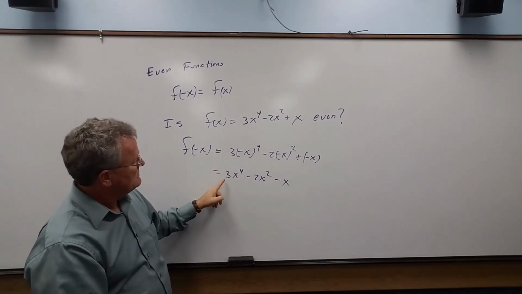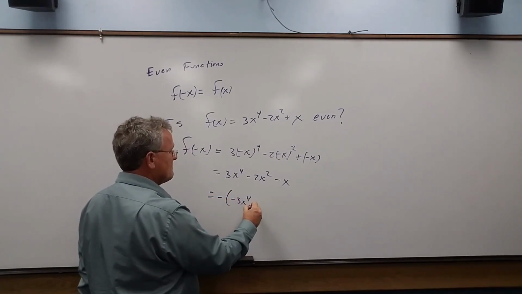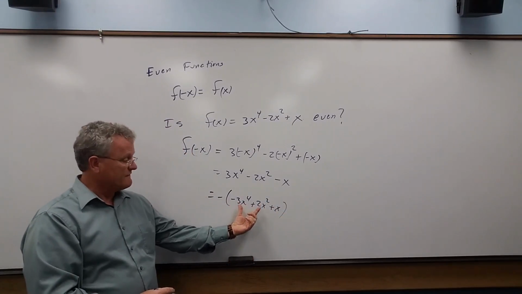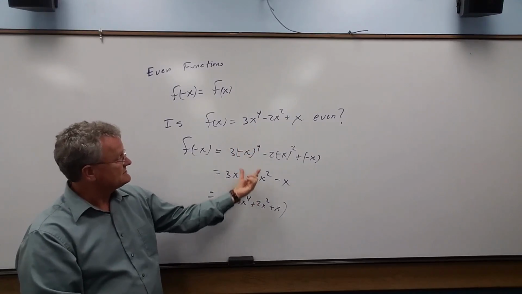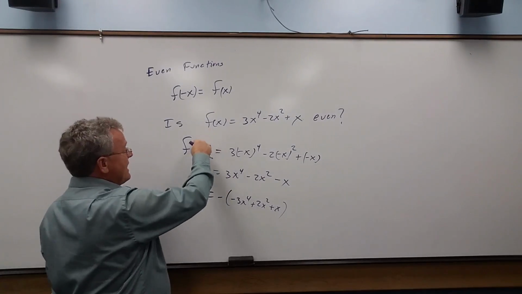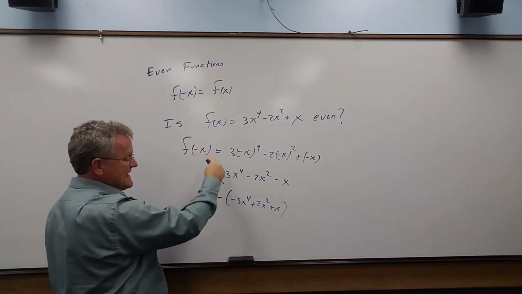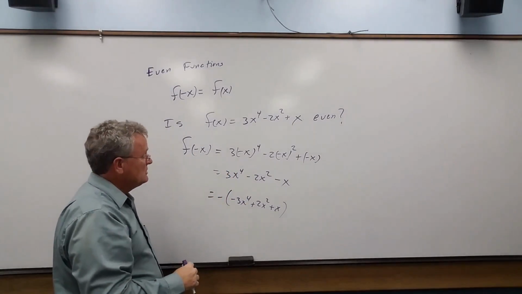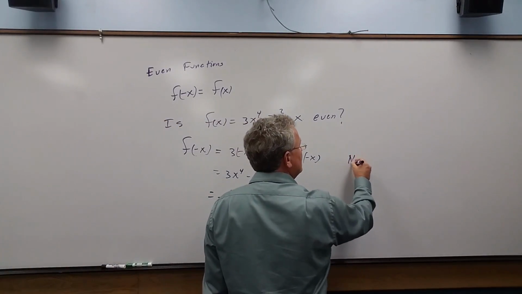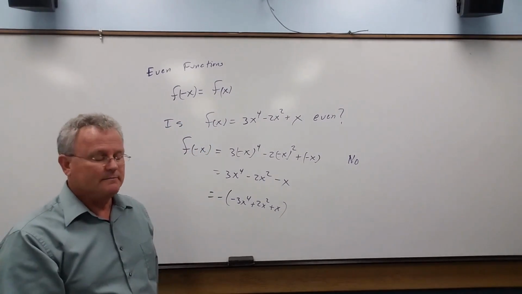These are the same. If I factor a negative out, I get negative 3x to the 4 plus 2x squared plus x. We don't get negative f of x. This is not f of x. This does not equal this. It's neither one. We do not get f of negative x equals f of x. That's not true. And this is not equal to minus f of x. So it's not an odd function. So is it even? The answer is no, and it's not odd either. So it's neither even nor odd.